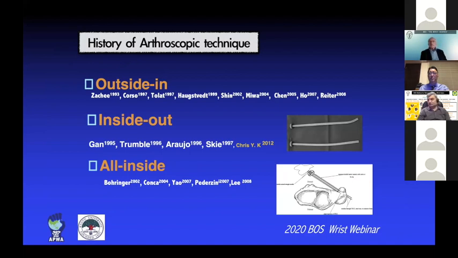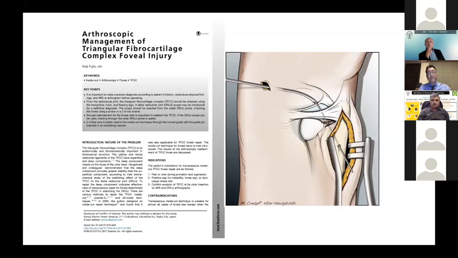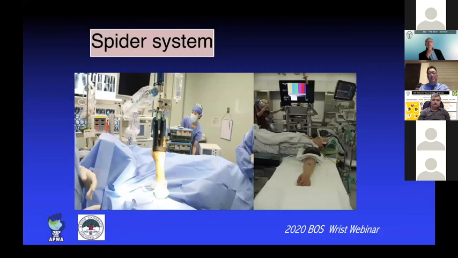Regarding transosseous suture, a few reports about the inside-out technique were found in English literature, except for Chris's technique using a meniscus repair kit. Today, I would like to talk about my favorite inside-out technique. I prefer to use the Spider system for traction. It is convenient for holding the wrist posture: supination, neutral, and pronation.